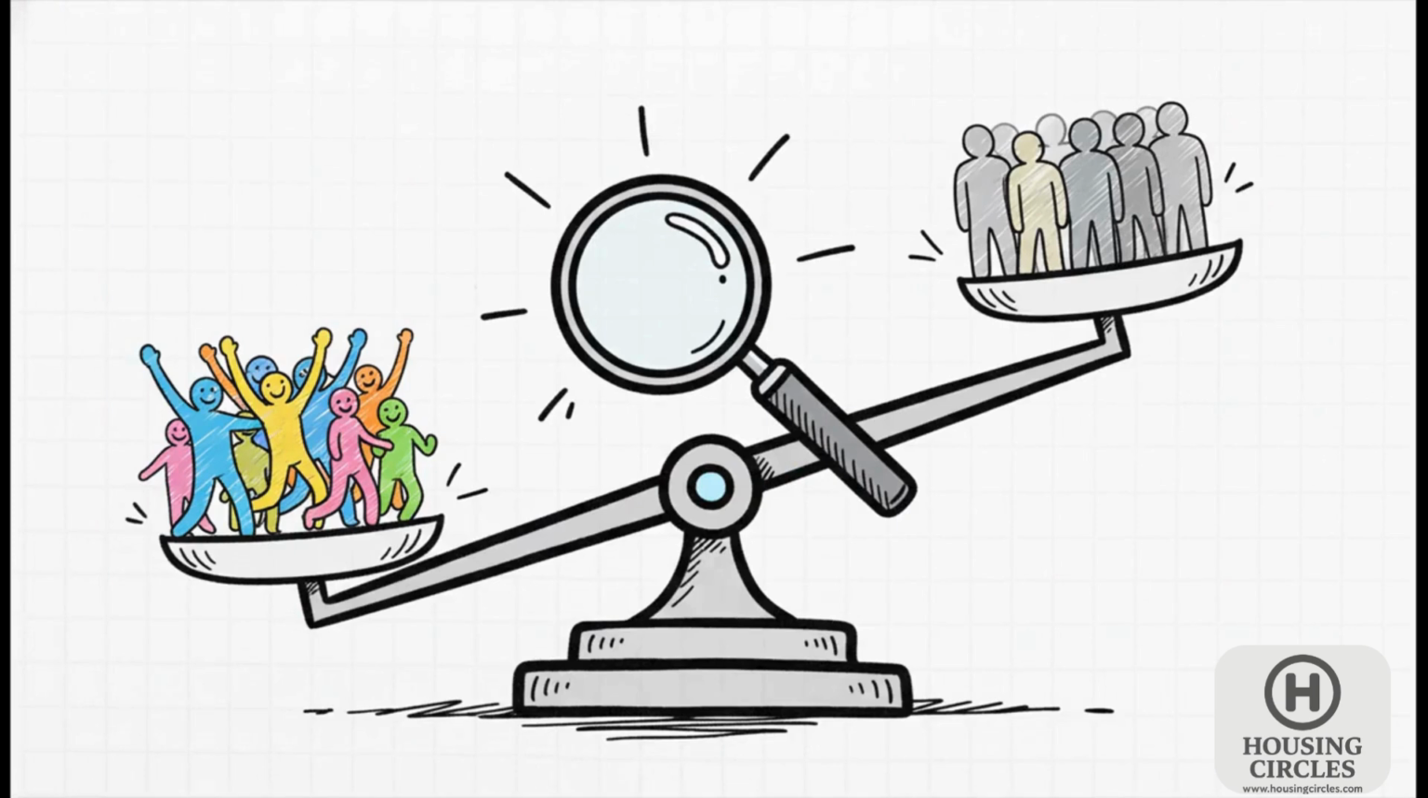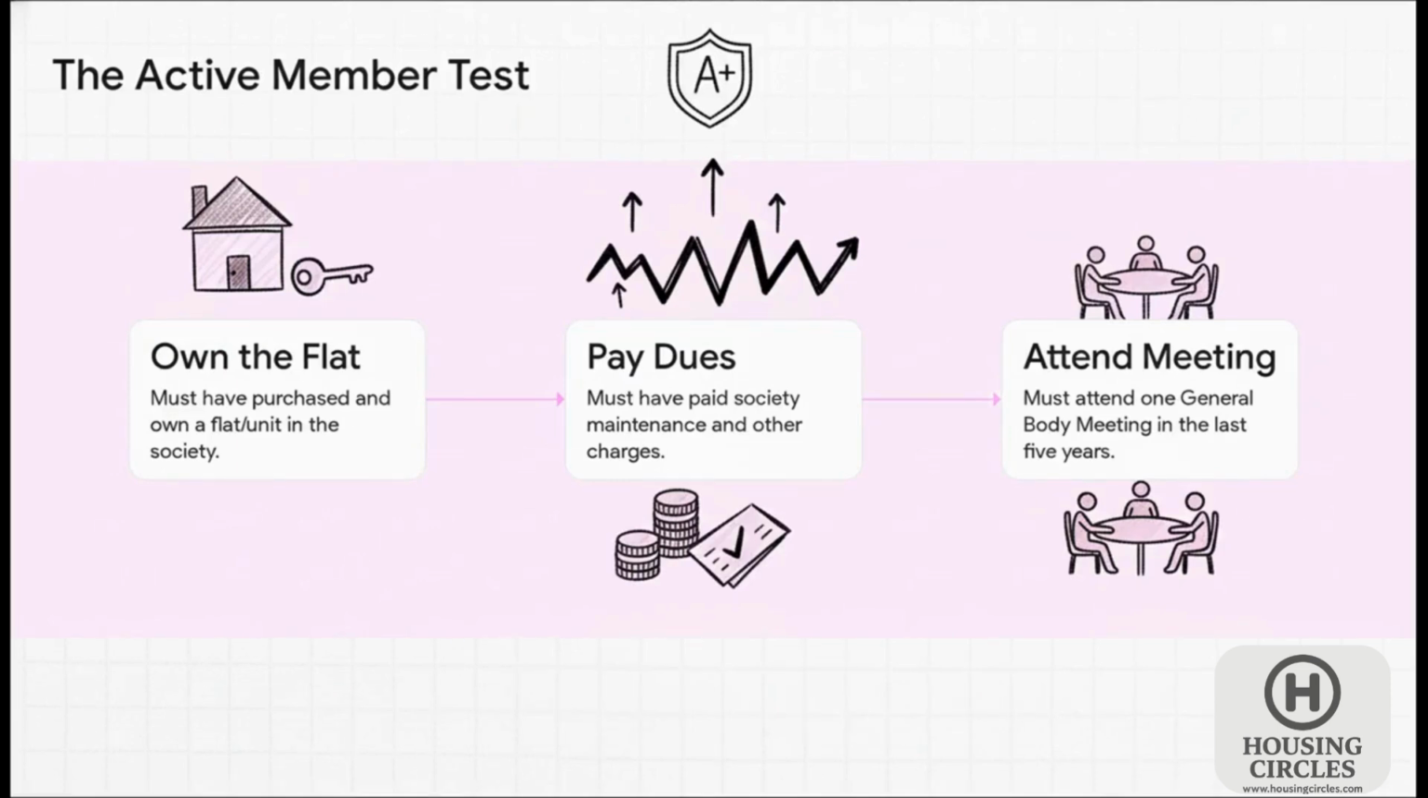Okay, so on top of those three types, there's another really important label that gets applied: active versus non-active. And this distinction is what really separates the members with influence from those without. So, what does it take to be officially considered active? Well, according to Bylaw 22, it's a pretty simple three-part test.